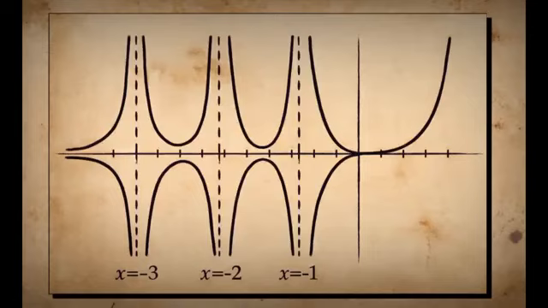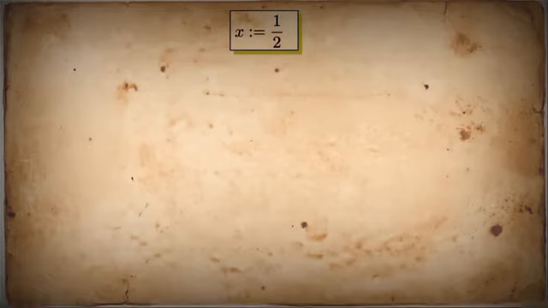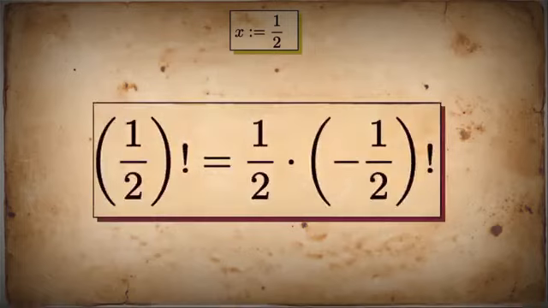Now let us try something more interesting. Substitute x equals 1/2 into the recurrence. The factorial of 1/2 equals 1/2 times the factorial of negative 1/2. This is remarkable. It tells us that once we know the factorial of negative 1/2, we can immediately find the factorial of 1/2 by multiplying by 1/2. The two values are linked. If we can determine either one, we have both.